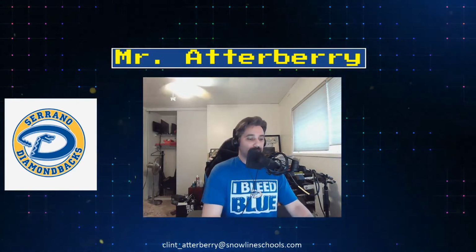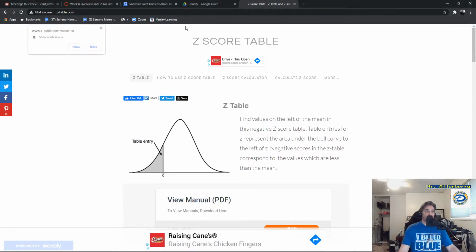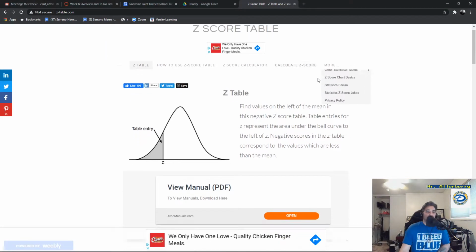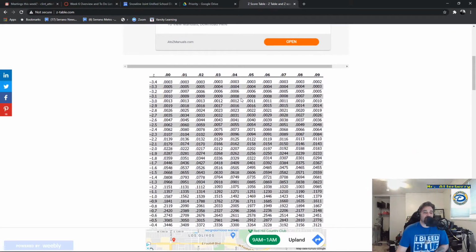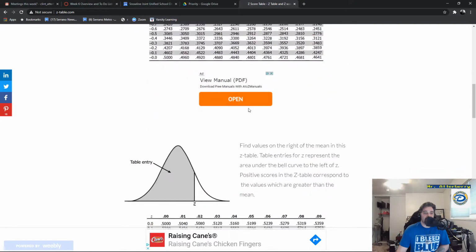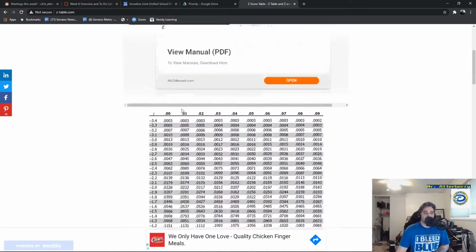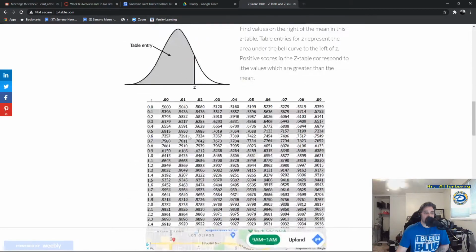All right, look at the z-table, and here's our numbers here. So all these numbers here represent the left side shaded. See that? We're going to start with the bigger number, 1, which gives us 0.84.